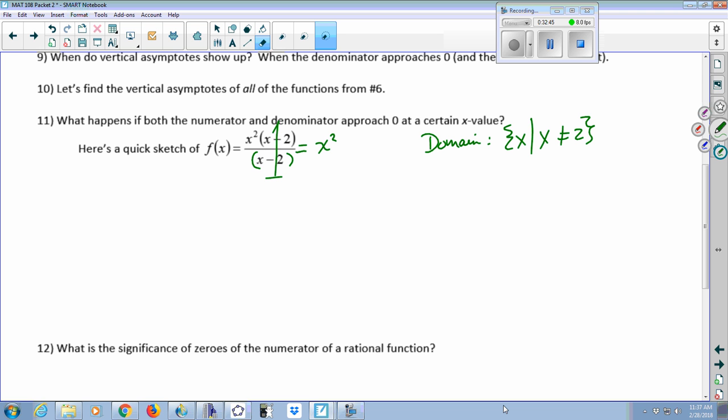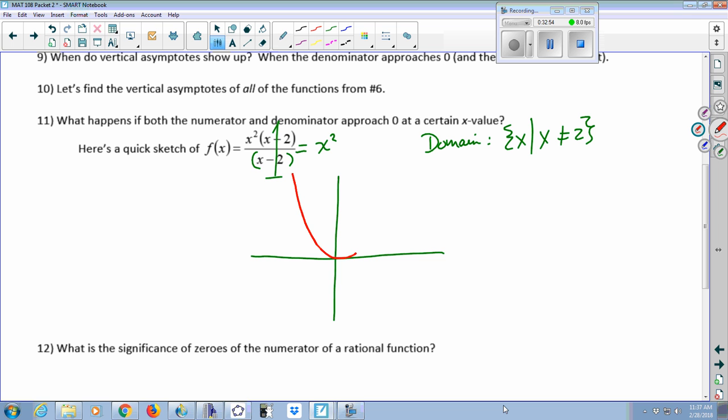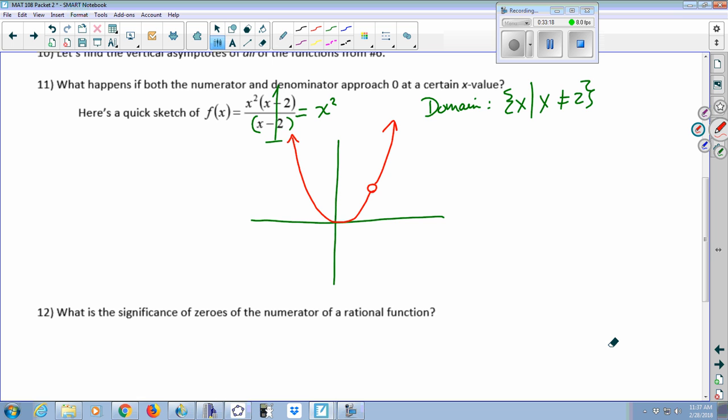So if you were to graph this function, it looks just like your baby parabola x squared, except when you get to x equals 2 and you go up to make it (2, 4), you put a hole at (2, 4), and then you continue on. Because 2 is not part of the domain. So this does not have a vertical asymptote. It has a hole. And you'll have a fancy name for that when you get to calculus. It's called a removable discontinuity. Woohoo!